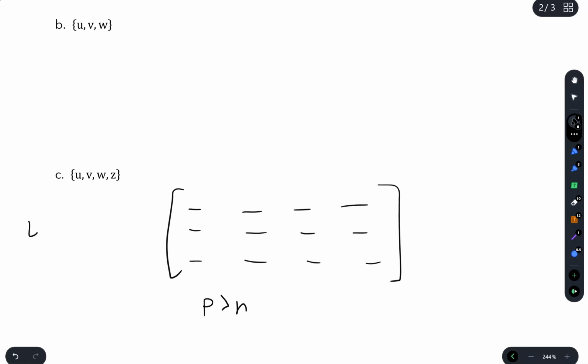So, 1, 2, 3, 4, 1, 2, 3, 4, 1, 2, 3, 4. Yep. So p is greater than my n, so we're linearly dependent. Okay. All right, let's look at B. So let's get back to B.